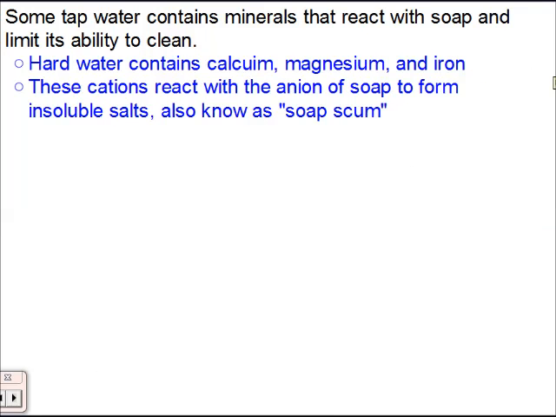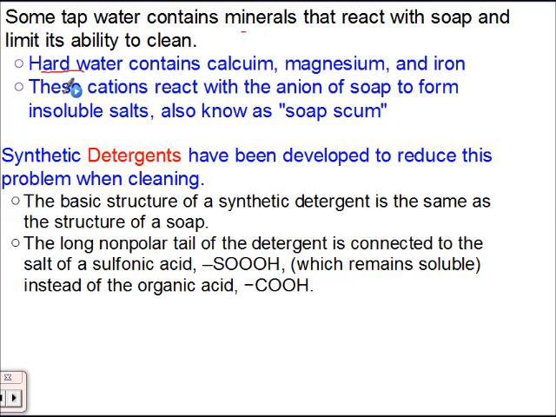Now tap water, it contains minerals. We call this hard water. Some of you may have water softeners in your houses. Water softeners help remove these things, calcium, magnesium, and iron, which are found commonly in tap water. The reason why, because when you put those with soap, you make insoluble salts. Insoluble salts, as you know, are things that don't dissolve. In your bathtub, in your sinks, they form what we call soap scum. It's these minerals with the soap.